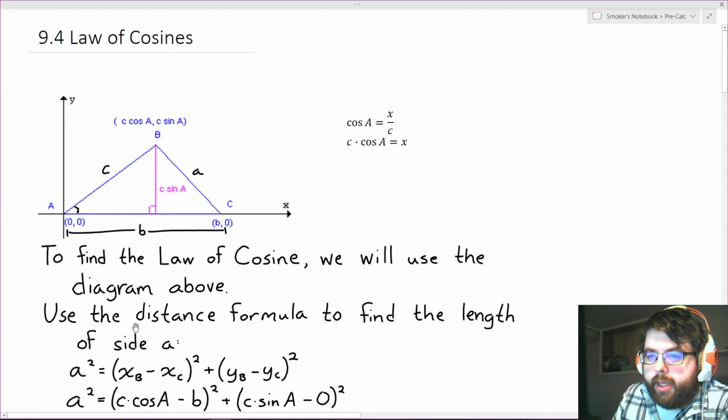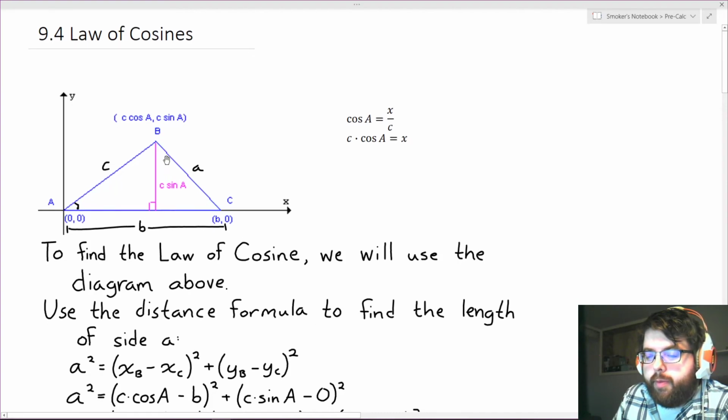So I can take A squared, because now you remember this is a right triangle, okay? A squared is equal to the difference between B and C, the x value. So it's still the Pythagorean theorem. The distance formula is given from the Pythagorean theorem. It's gotten from the Pythagorean theorem.